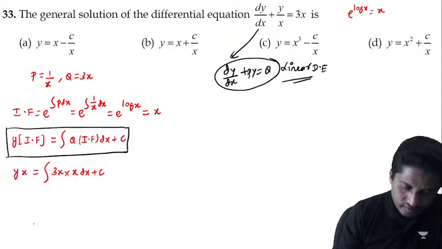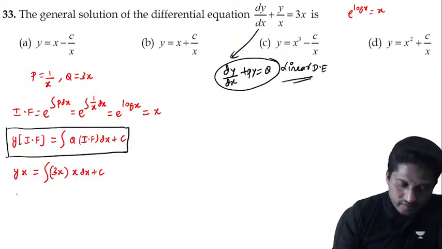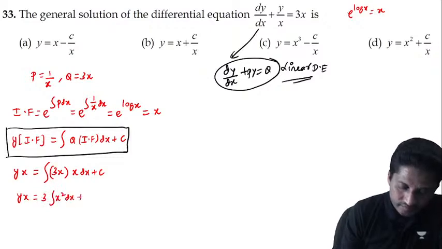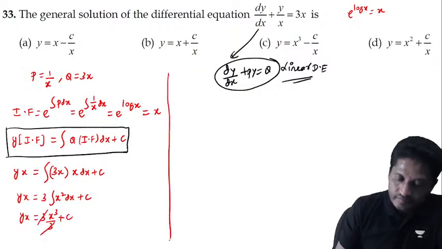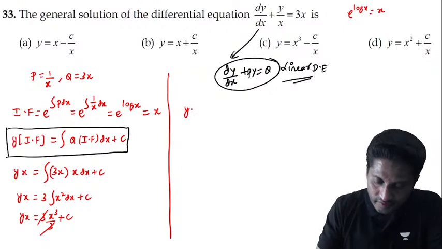I'll write it as 3x into x dx plus c. Y into x is equal to 3, which is a constant, times integral of x squared dx plus c. Okay, y into x is equal to 3 times integration of x square, which is x cube by 3, plus c. The 3 and 3 cancel. Now the solution is y into x is equal to x cube plus c.